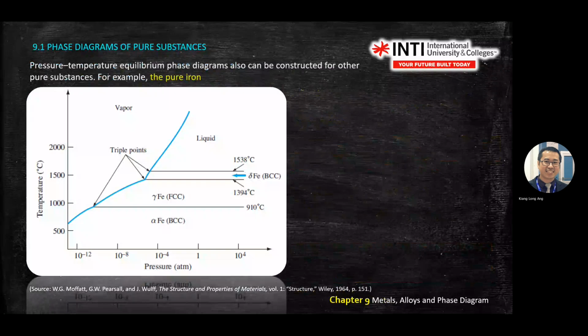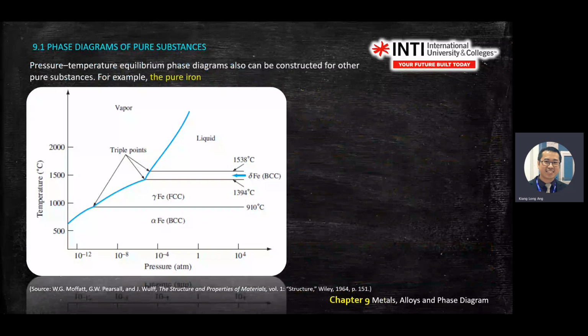And here, for example, you see triple points, right? Triple point, triple point, triple point. Now, what does it mean? Here you have different types of form. You have delta, you have gamma, you have alpha. Below 910 degrees C, you will form the alpha form. Between 910 and 1394 Celsius, you will get the gamma form in FCC form.